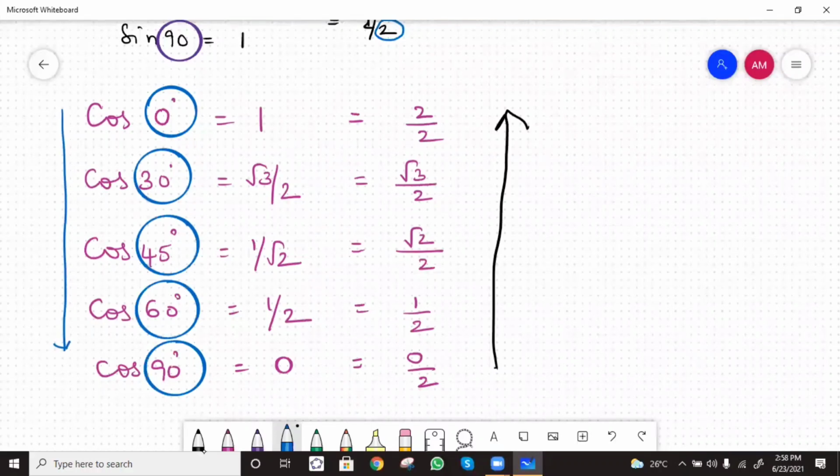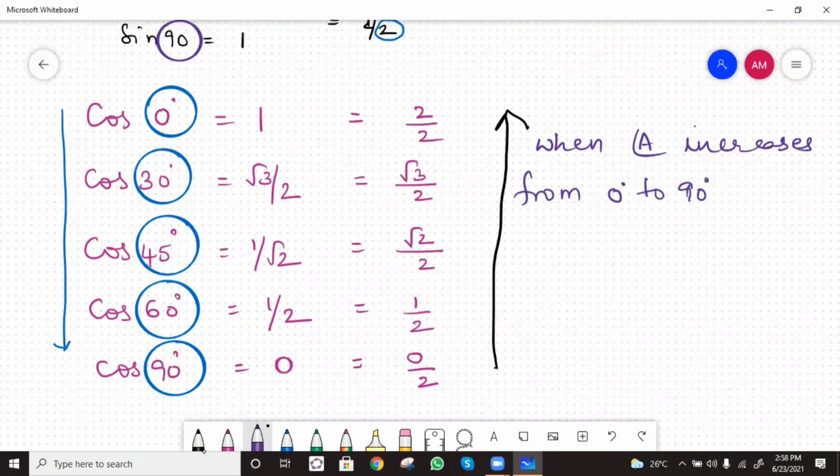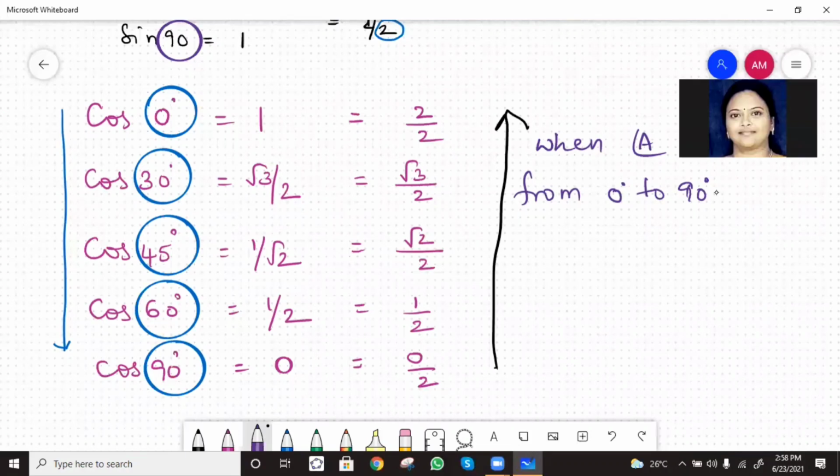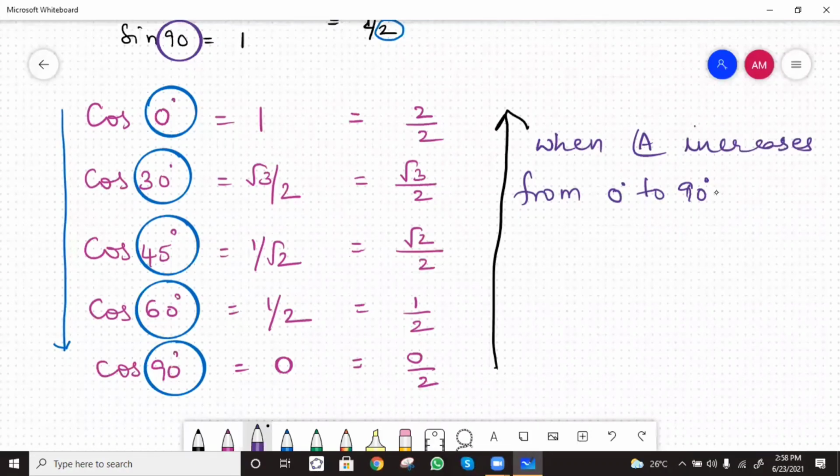So when angle A increases from 0 to 90 degrees, we are comparing only the angles of 0 and 90 degrees. What can we say about cos A? Cos A decreases. Is it clear? So therefore, see here, 0 is less than 45.